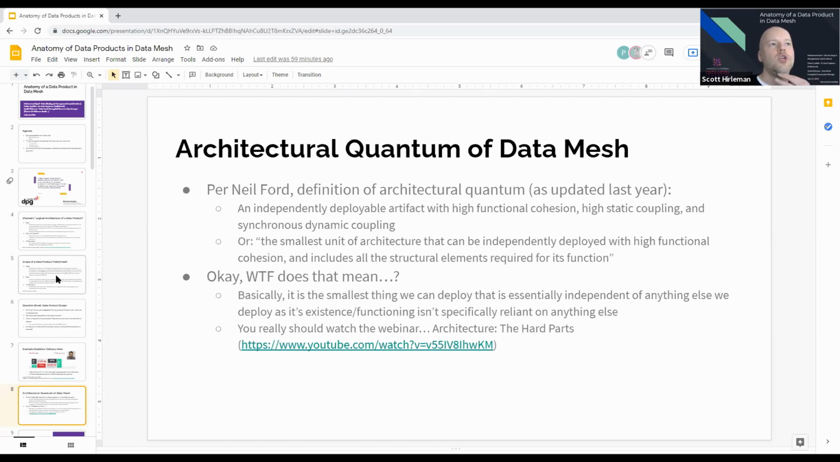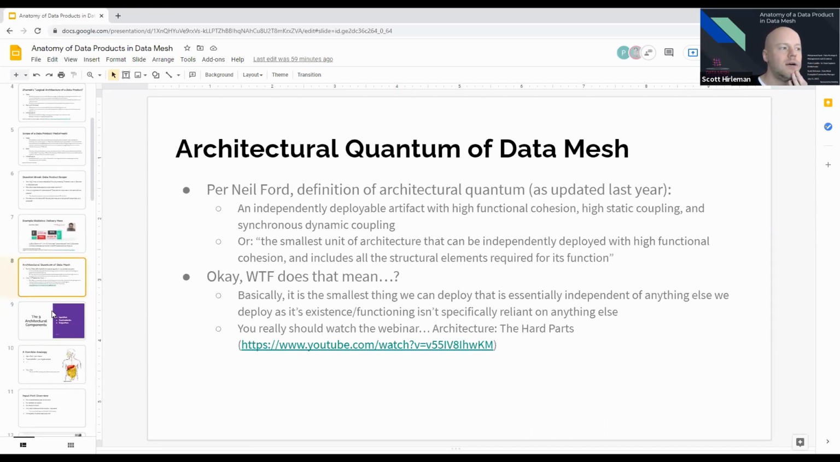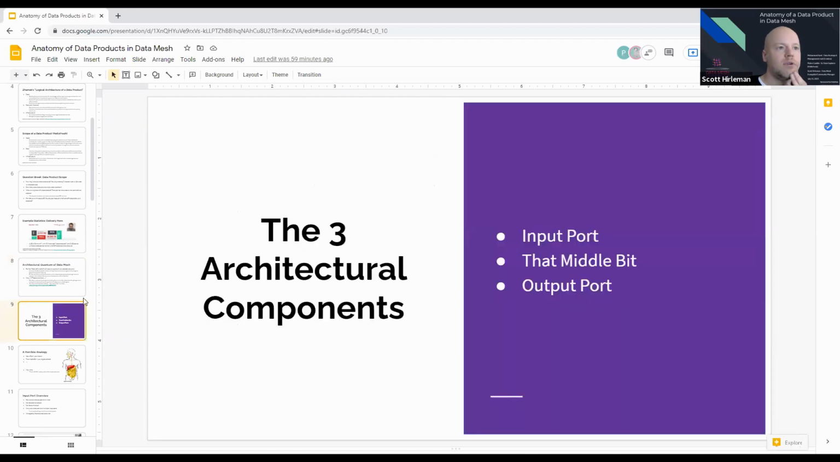So it does mean that it's larger than a microservice because there are multiple things in there, right? There are multiple pipelines, multiple transformations, and you're getting data from multiple different sources. And I really do recommend watching this webinar by Neil Ford from ThoughtWorks.